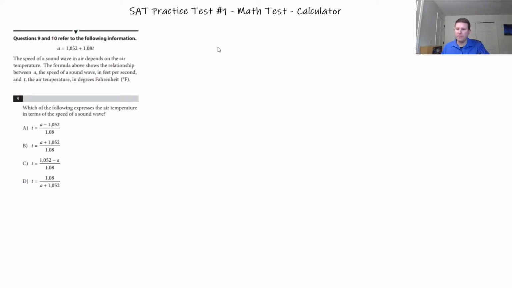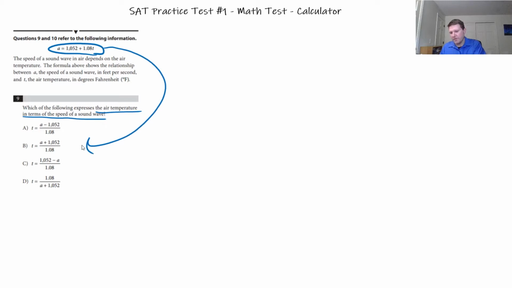For number 9, they're just looking for the equation that expresses air temperature in terms of the speed of the sound wave. So they're obviously utilizing this equation up here, and you don't even really need to read much of this. I mean, for the next problem you do, but in this case you can just tell that they're manipulating this equation to solve for t, because that's the format of all these. They've isolated t. So that's all we're going to do, is just get t by itself. So I'm just going to copy this down. A equals 1052 plus 1.08 t.